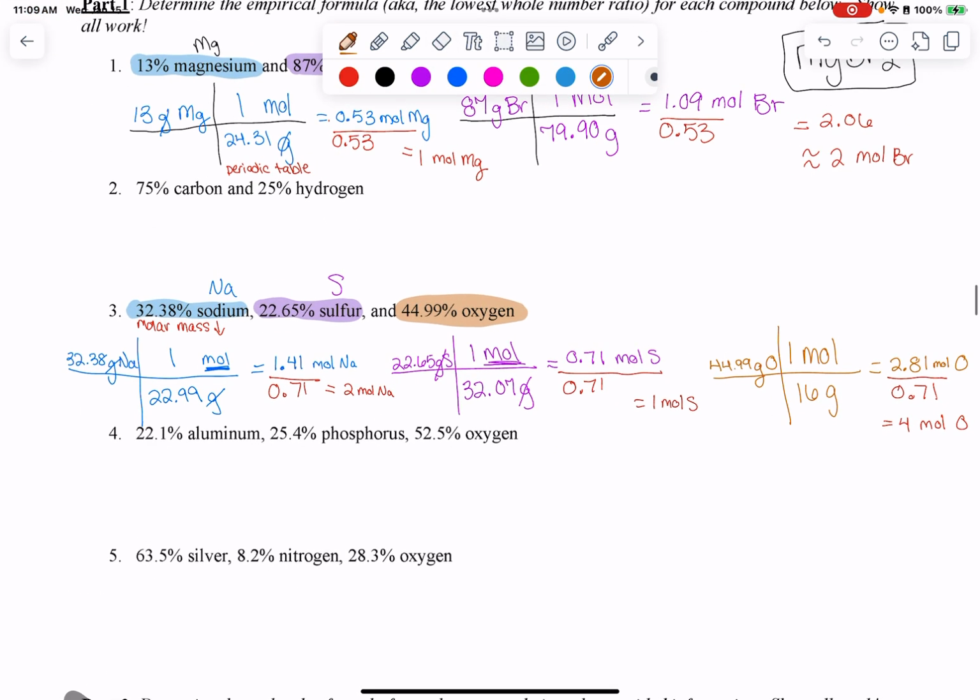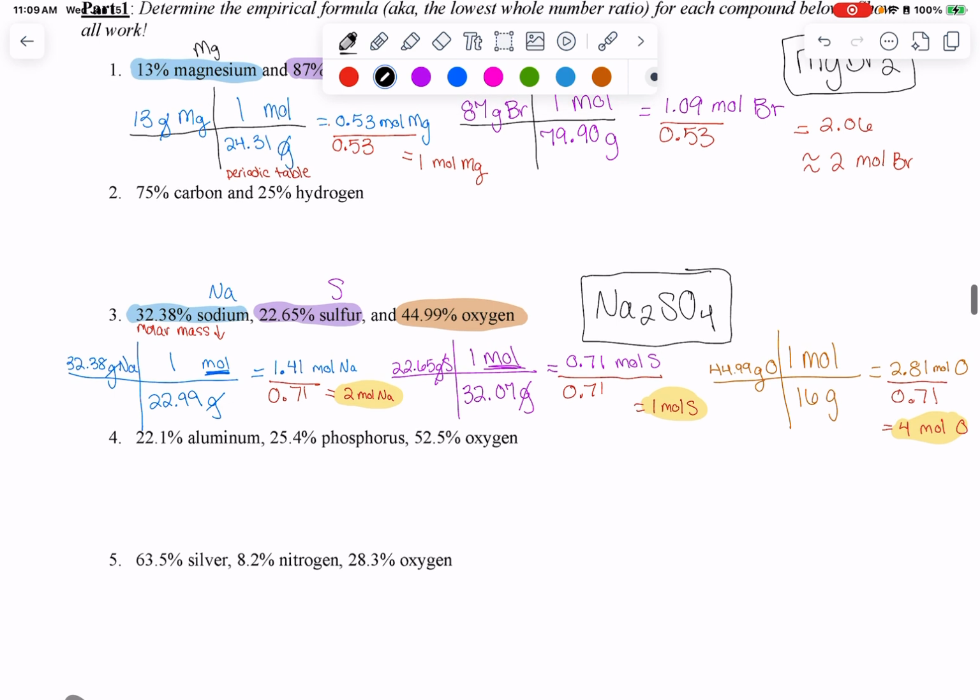So looking at our answers and what we got, I now have 2 moles of Na, 1 mole of sulfur, 4 moles of oxygen. So when we put it all together at the end, I should have Na2, I should have one S, so just S, and then 4 moles of oxygen, so Na2SO4, sodium sulfate. And that is how we do number 1 and 3.